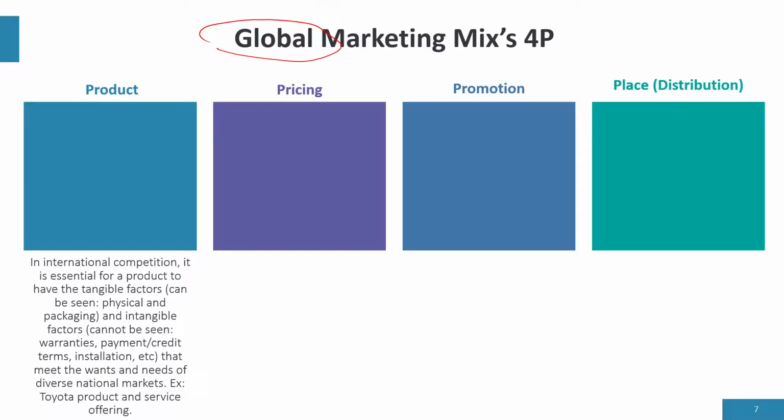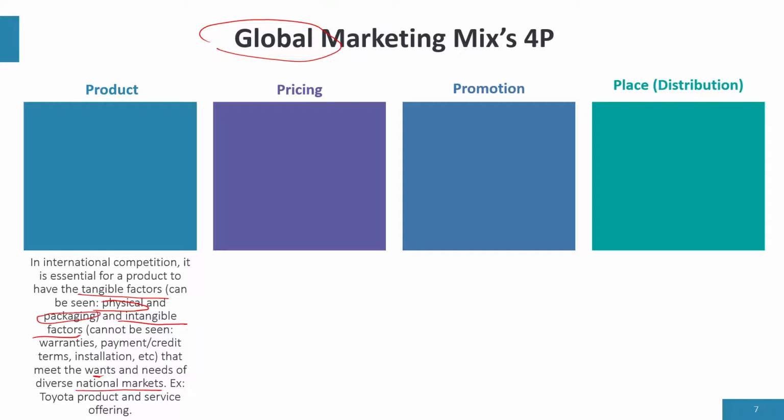In international competition, it is essential for a product to have tangible factors and intangible factors. Tangible factors are something that we can see, something that we can touch, for example, physical appearance or packaging. So for example, a smartphone's simple design, a smartphone's simple packaging. So that's the tangible factors. And the intangible factors could be something like the warranty, the payment, installation, or after sales service that meets the wants and needs of the diverse national markets.